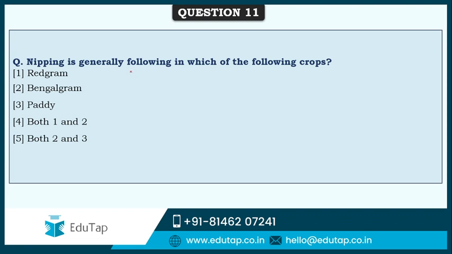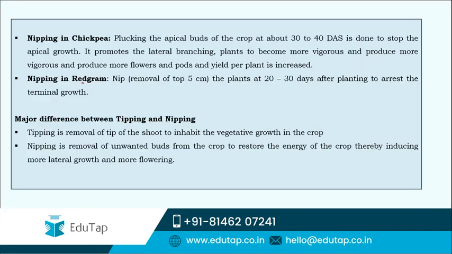Nipping is generally followed in which of the following crops? See, nipping operation, Rahul is saying Bengal gram, Sangeeta Bengal gram, Amarjot and Maruti they are saying 4. Yes, nipping is generally done in both these crops, red gram also and Bengal gram also.